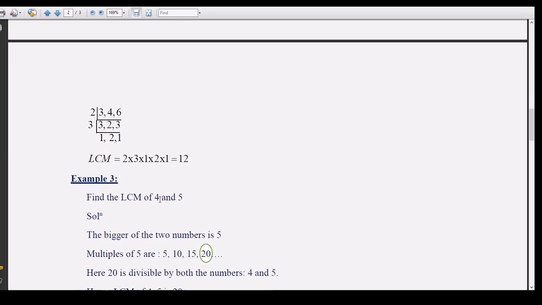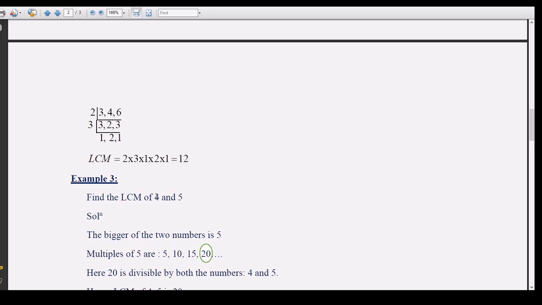Now let us find the next example. Find the LCM of 4 and 5. Now as I said in the beginning, look for the bigger number. 5 is the bigger number between these two. Then find out the multiples of 5. The multiples of 5 are 5 1s are 5, 5 2s are 10, 5 3s are 15, 5 4s are 20.